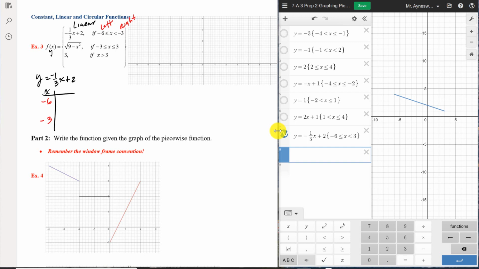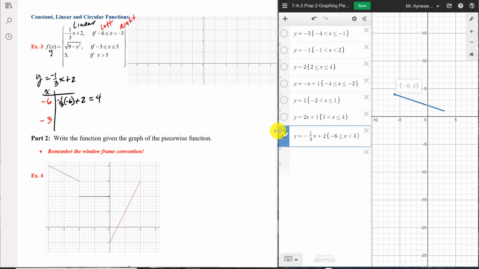So I got to take -6 and substitute in the function. So -1/3 times -6 plus 2. Well, negative times a negative is a positive. 1/3 of 6 is 2, and 2 plus 2 is 4. So you get 4 here. And notice on the left endpoint, it says -6, 4 on Desmos. Okay? You do the same thing over here.